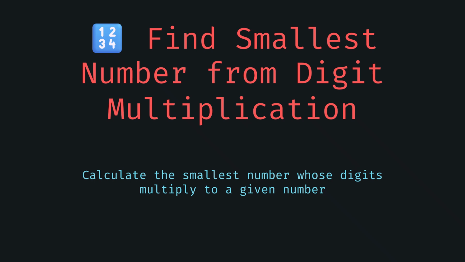Welcome back. Today, we're tackling a really interesting problem. Given a number, we want to find the smallest number whose digits multiply together to equal that number. This is a unique way to reverse engineer numbers and can be surprisingly tricky. Let's dive in.